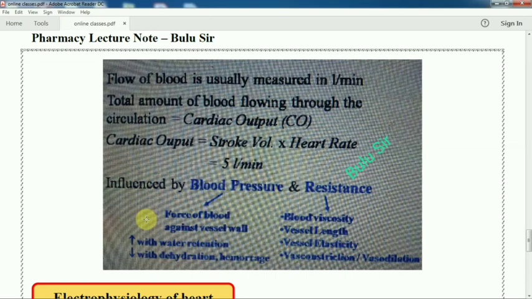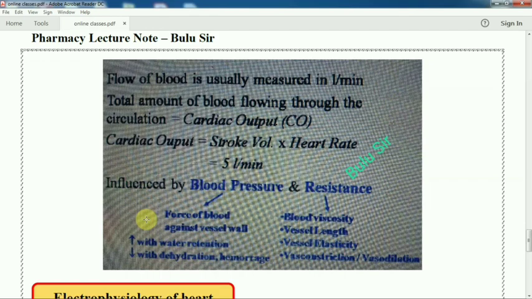Then the resistance part: blood viscosity. If the blood viscosity is more, resistance is more. Then vessel length, vessel elasticity, vasoconstriction or vasodilation. In case of vasodilation, resistance is less and blood flows easily; in vasoconstriction, more pressure is required.